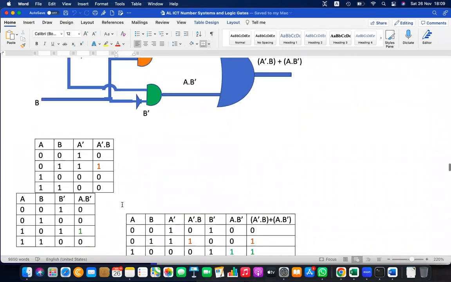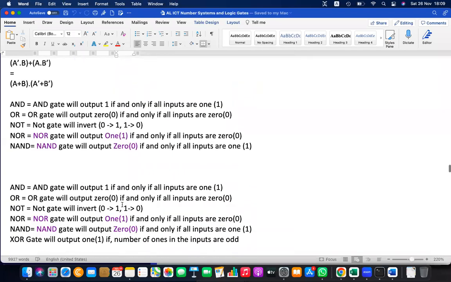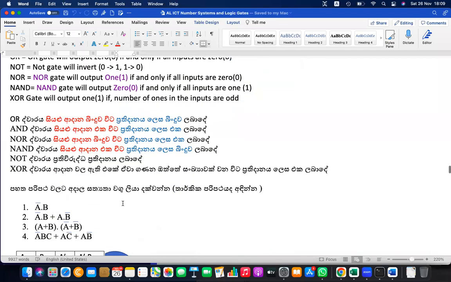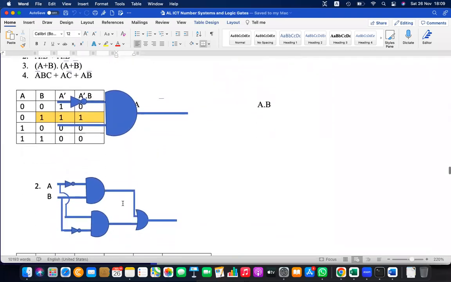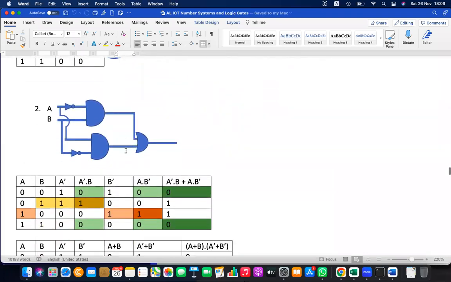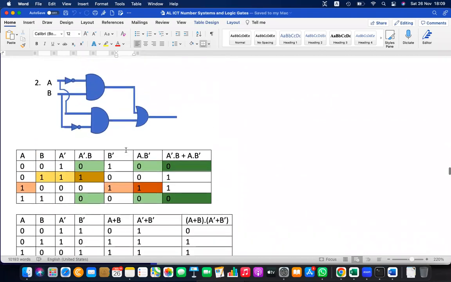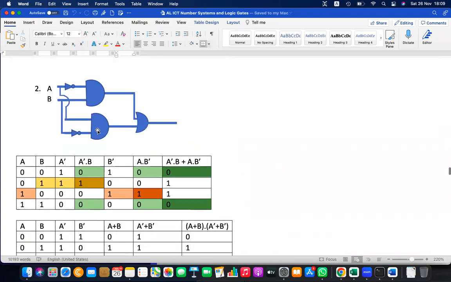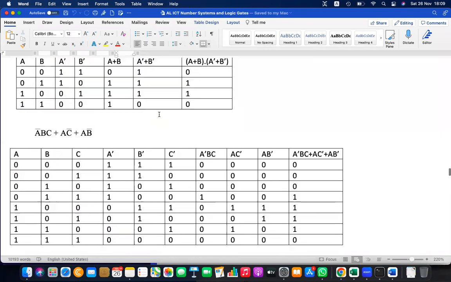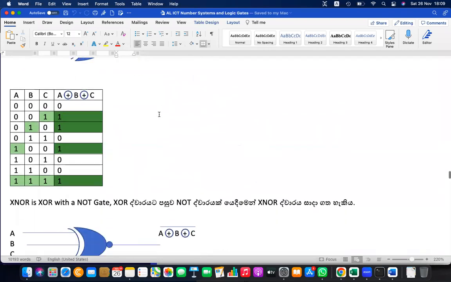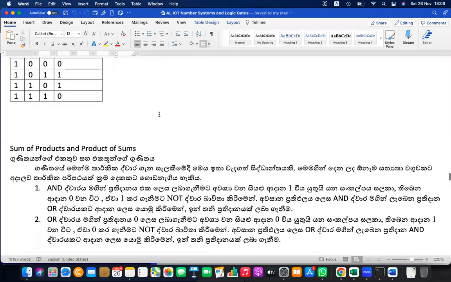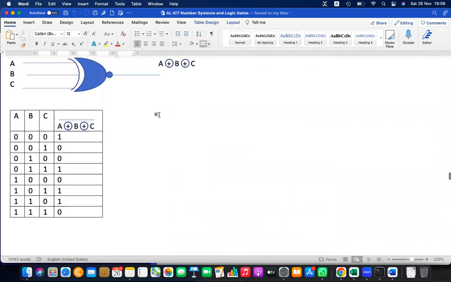Then we learned how to create different circuits by combining these gates. There we learned about the half adder circuit and the full adder circuit also. The half adder circuit basically has 2 outputs. One output is here. This is the half adder, HA, circuit. Let me show. And we also learned the XOR gate.